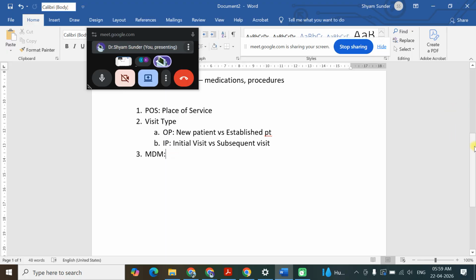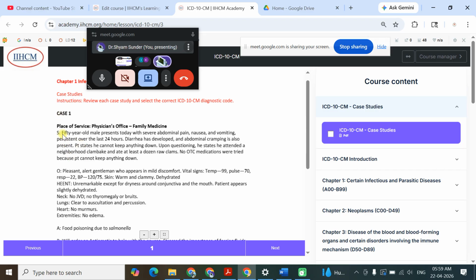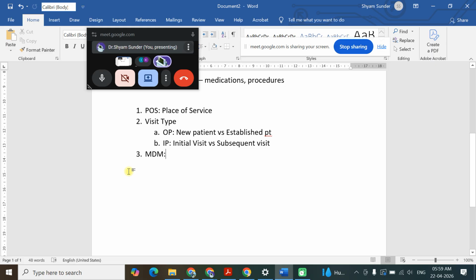So there is a quantification. We are quantifying the documentation. Basically, by reading this, we are quantifying the documentation. We are quantifying the patient's problem, whether it is straightforward, whether it is high. The extension MDM levels, right? We discussed MDM levels. There are 4 levels, and also MDM elements.